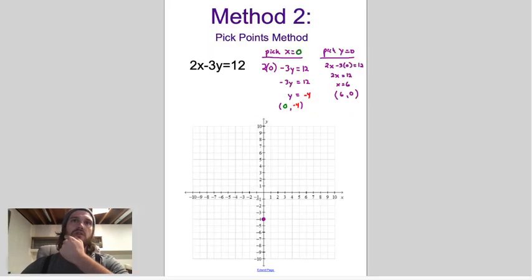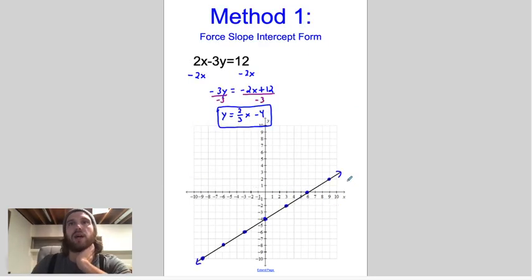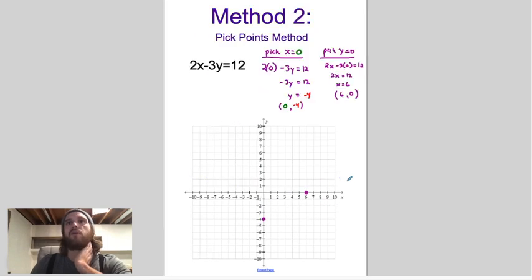All right, so let's go here. 6, comma 0. You go over 6, you go up 0. So our line travels through that point as well. Well, we can check. Let's go back. Is that what actually happened? Yep, that's the same line. We can see that here. But you don't have to pick x and y equals 0. You can pick any number that you would like.